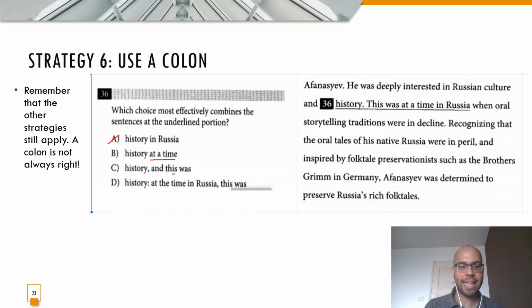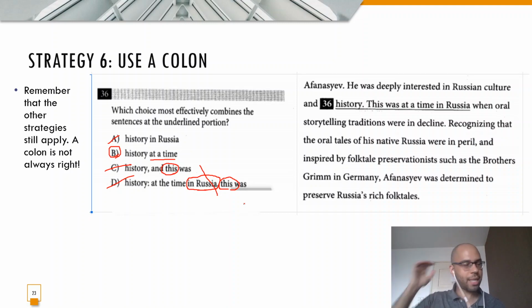Notice that C, "and this was," no, bye-bye. And D does the same thing. "At this time in Russia": well, we already know the focus is on Russia, so this is repetitive, and we're not using "this" by itself. I didn't even realize how prevalent this rule was, but over the course of making this video and these slides, I've started to realize this is really up there with "being" as a by-itself no-no word in this kind of question.